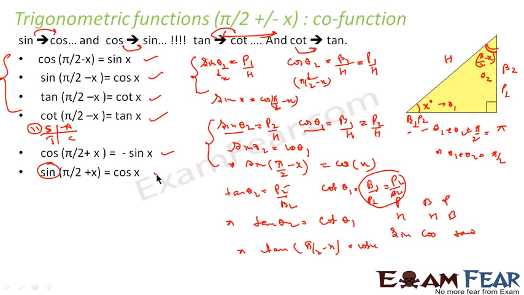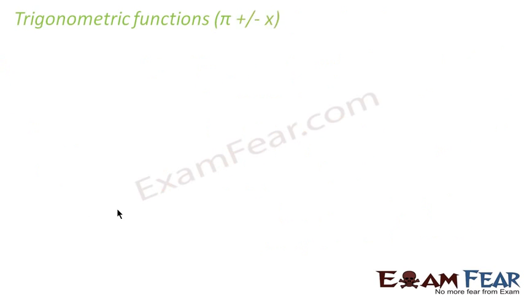And you know that sine is positive in the second quadrant, so sine of pi by 2 plus x is positive, and it becomes cos x. Similarly for tan of pi by 2 plus x, this lies in the second quadrant, where tan is negative, so whatever output you get is negative. So tan changes to cot, so it is minus cot x. Similarly for cot of pi by 2 plus x, second quadrant is negative, so this becomes negative. Cot becomes tan, so this becomes minus tan x.